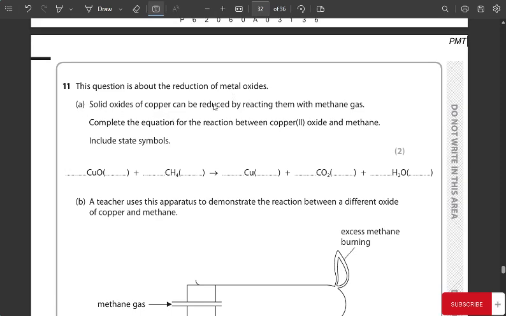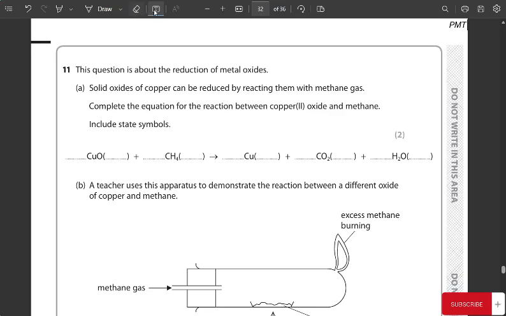This question is about the reduction of metal oxides. Solid oxides of copper can be reduced by heating them with methane gas. Complete the equation for the reaction between copper(II) oxide and methane. Include state symbols.